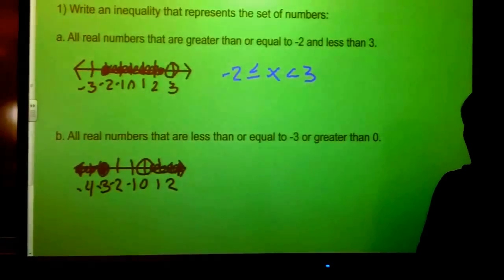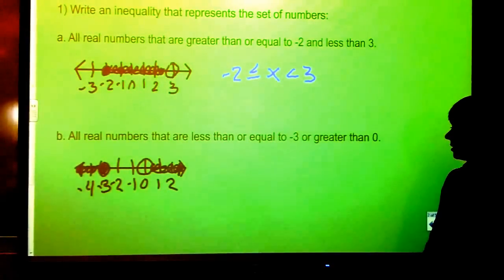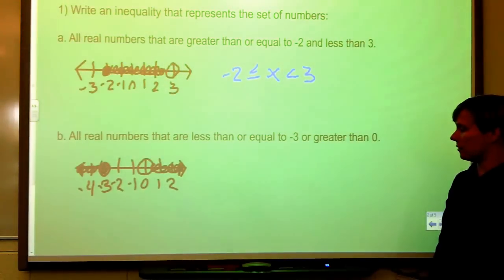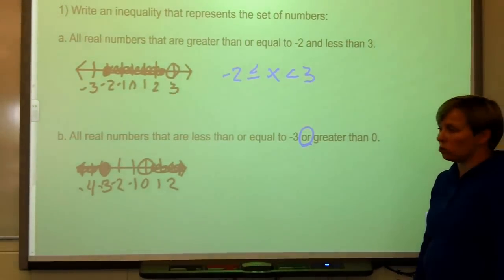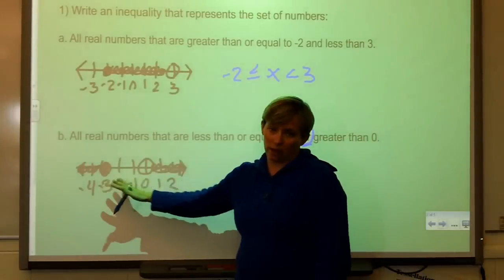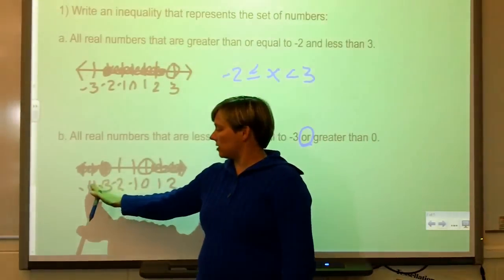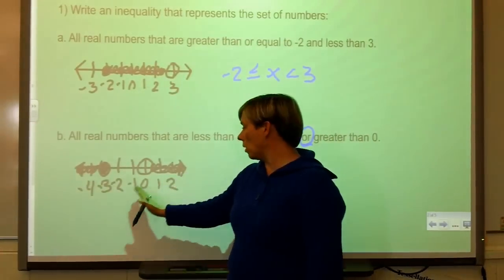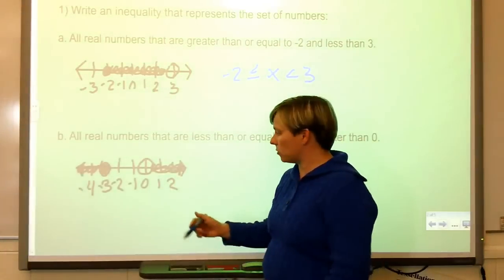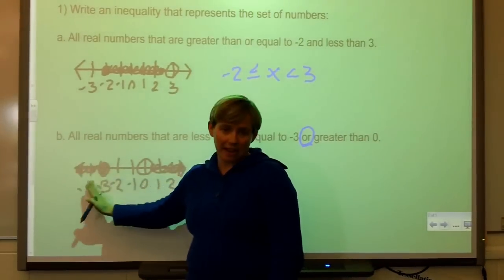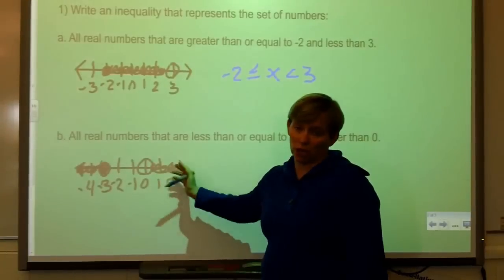How about this one? All real numbers that are less than or equal to -3 or greater than 0. So this would be what an or statement looks like. I can either be less than or equal to -3 or I can be greater than 0. I'm not going to be both, right? And there's no number that's going to be in this shaded region and in this shaded region.